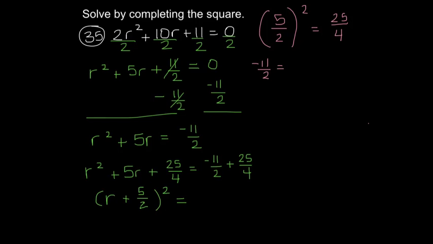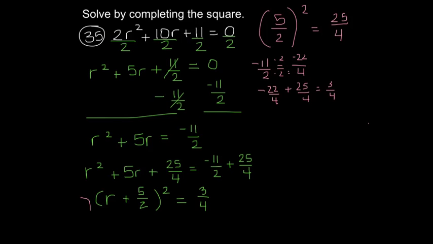If I want to rewrite that to have a denominator of 4, well, it was 2 times 2, which gave me 4, so whatever I do to the denominator, I have to do to the numerator. So negative 11 halves is the same as negative 22 fourths. Negative 22 fourths plus that 25 fourths just gives me 3 fourths. So this is the equation that I'm at right now: the quantity r plus 5 halves squared equals 3 fourths.